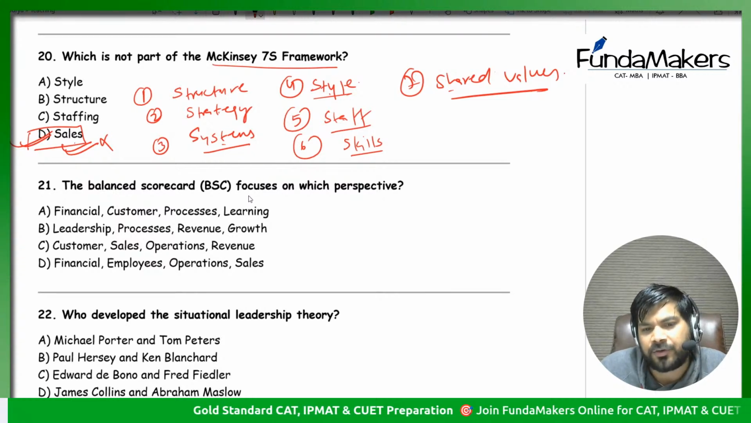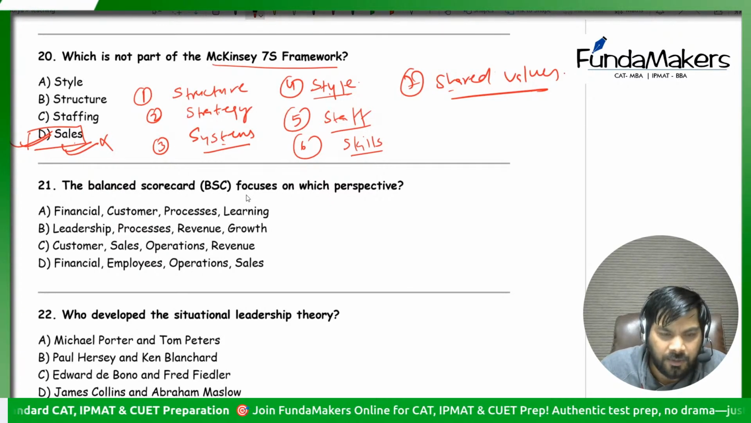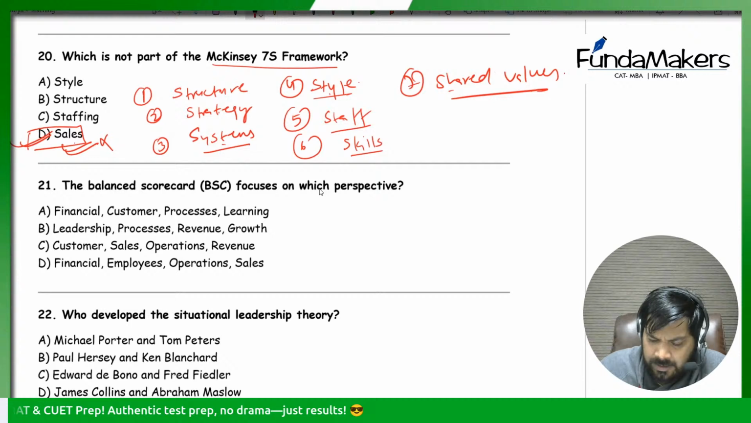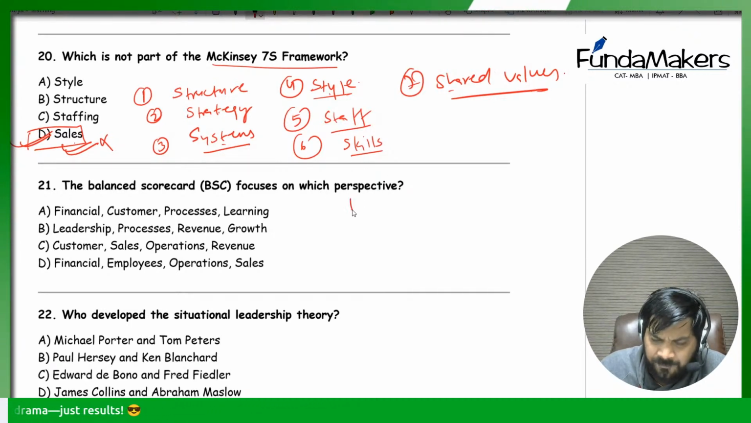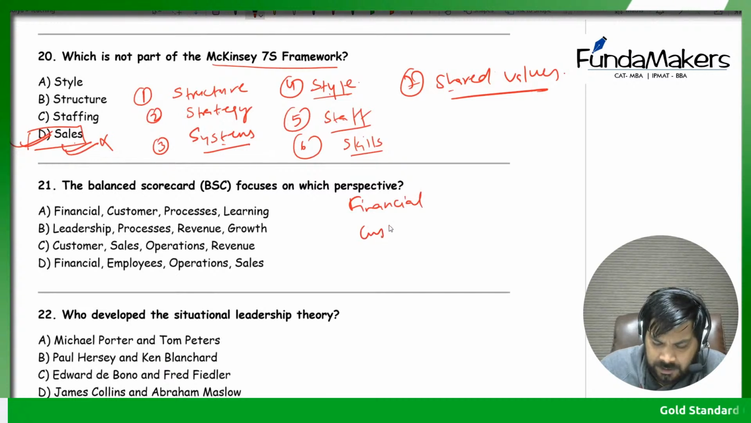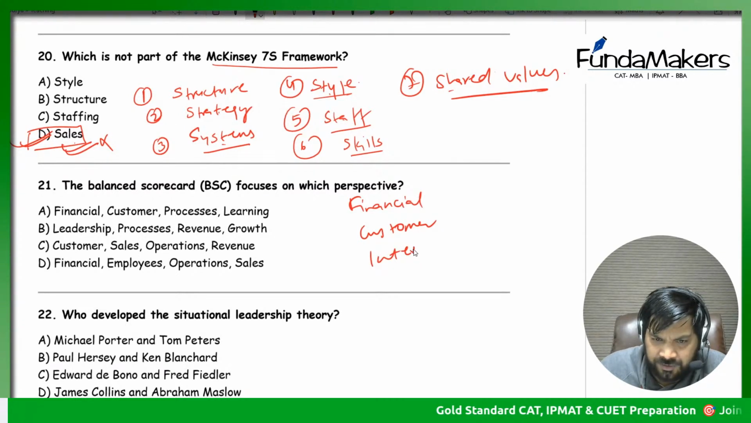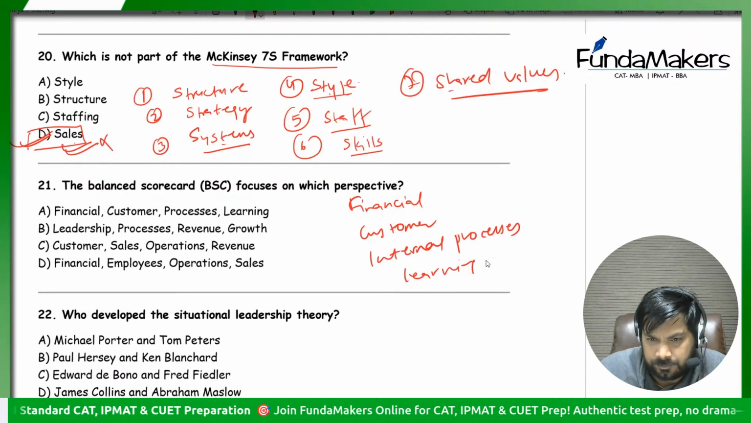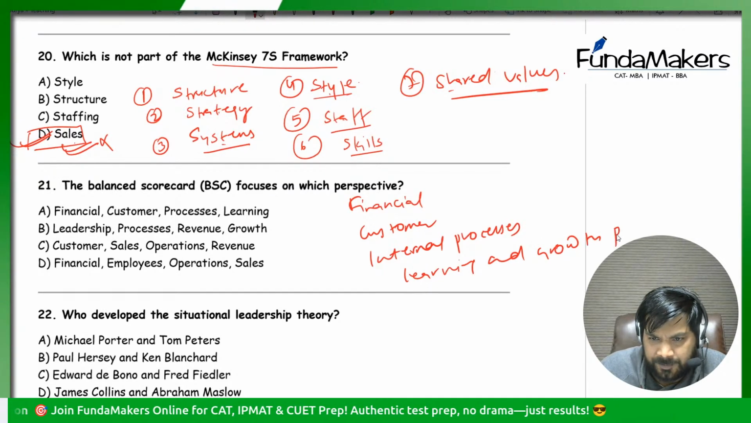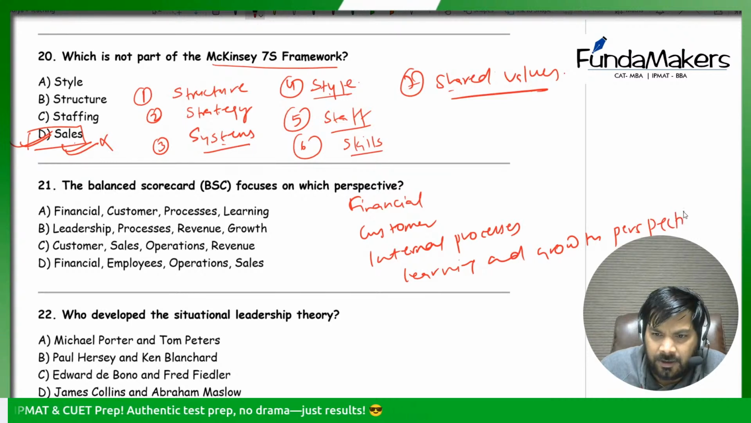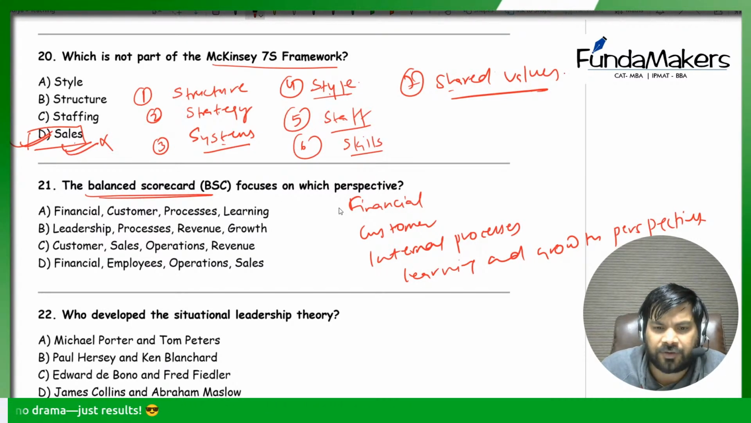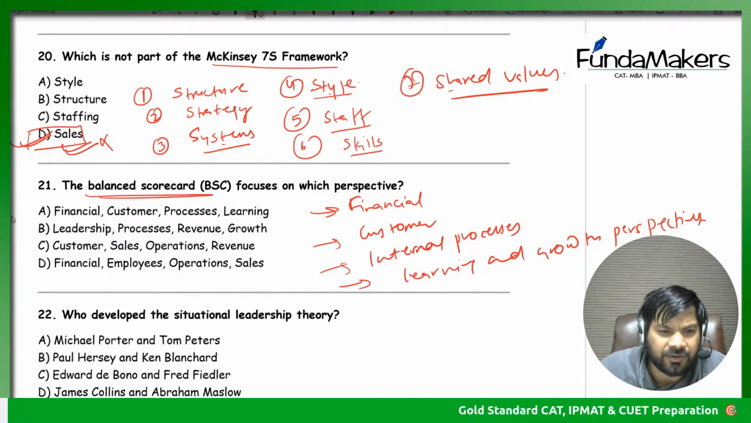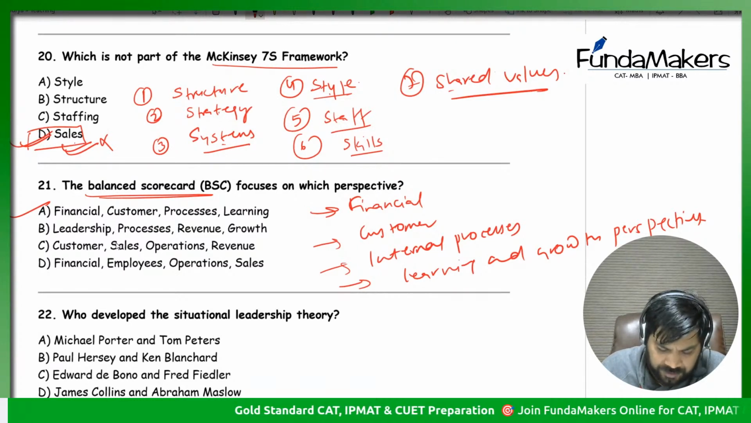The balanced scorecard focuses on which perspective? Balanced scorecard. Now you need to understand what it is. So balanced scorecard basically is a performance tool that evaluates the performance from financial, customer, internal processes, and learning and growth perspectives. Okay, so the balanced scorecard is basically focusing on financial, customer, internal processes, and learning and growth perspectives, right? So I think the correct answer stands here as what? A, right?